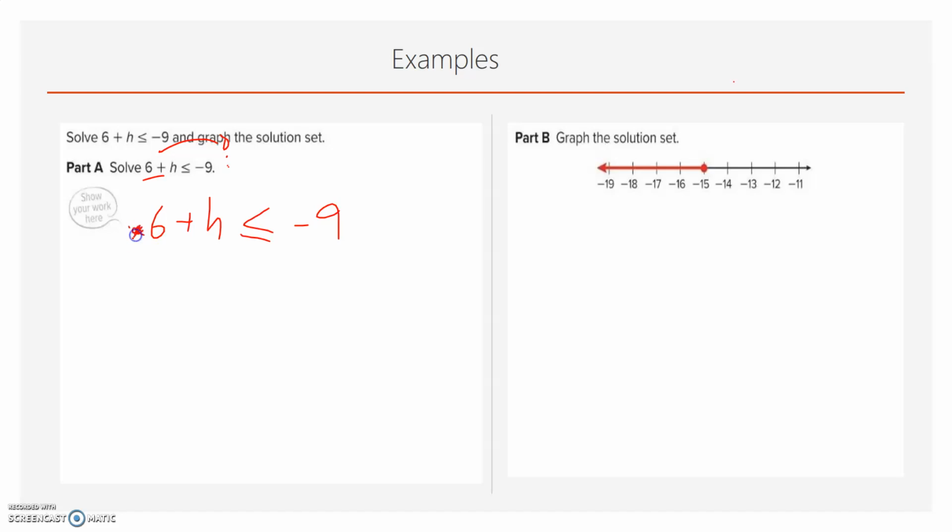Now this 6, is it positive or negative? Obviously it's positive. How do we get rid of it? By giving it exactly what it doesn't want, which is, since it's a positive 6, give it a negative 6. So give -6 on this side, -6 on this side, and let's see the results. 6 minus 6, it's gone. What do we have left? h is less than or equal to -9 minus 6.